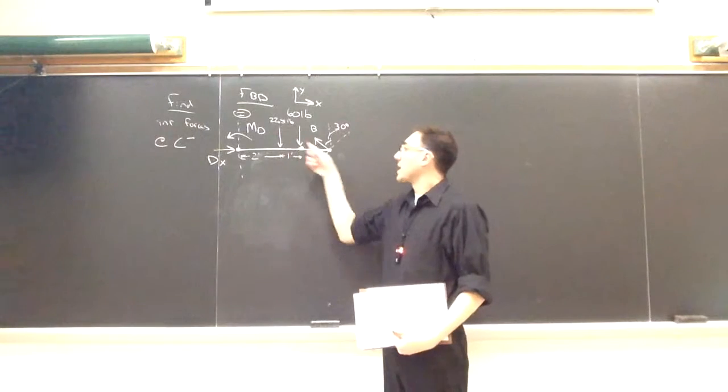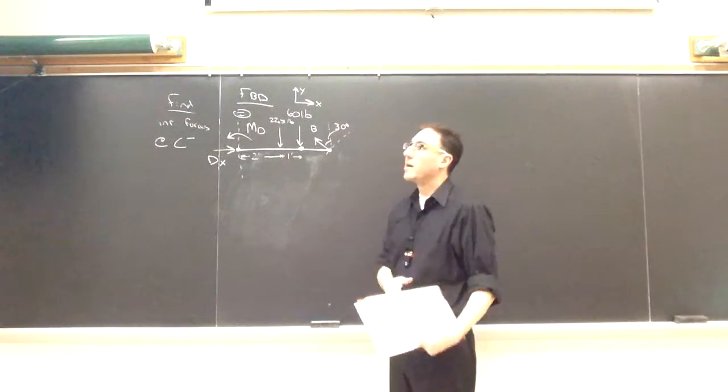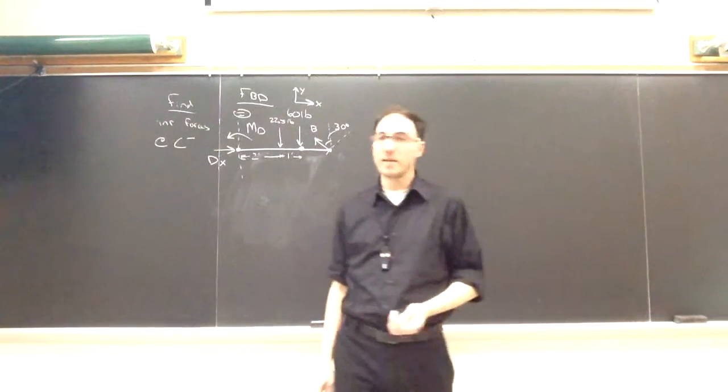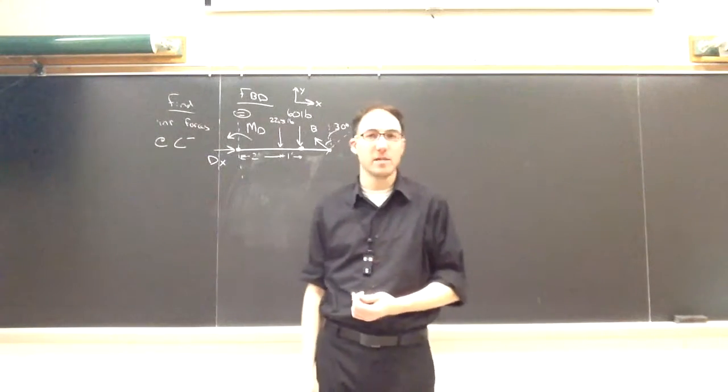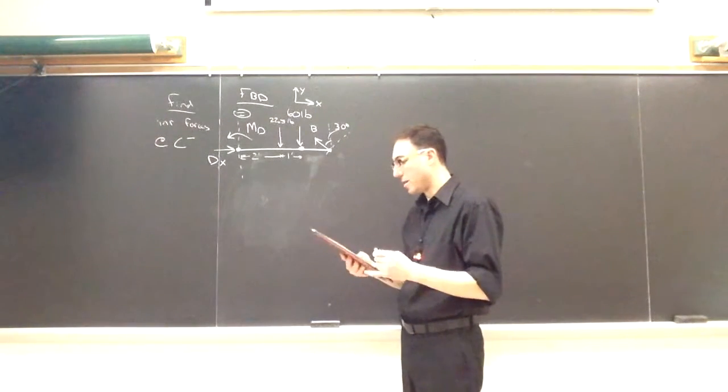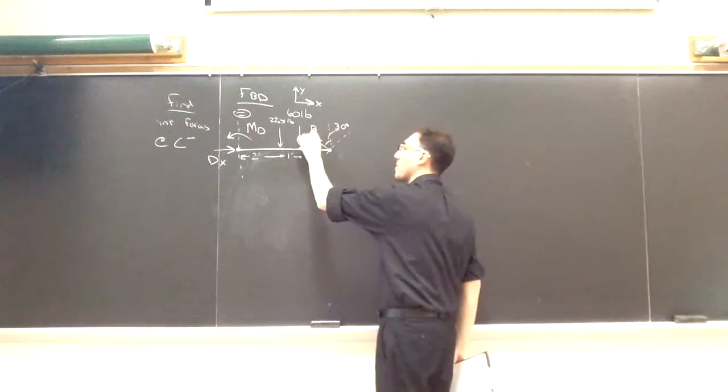Then separately, I'll look at the triangle with its base from C to B. That has a base of 1.5 feet times its height, which is also 15 pounds per foot, and divide that by 2. I get about 11.3 pounds.